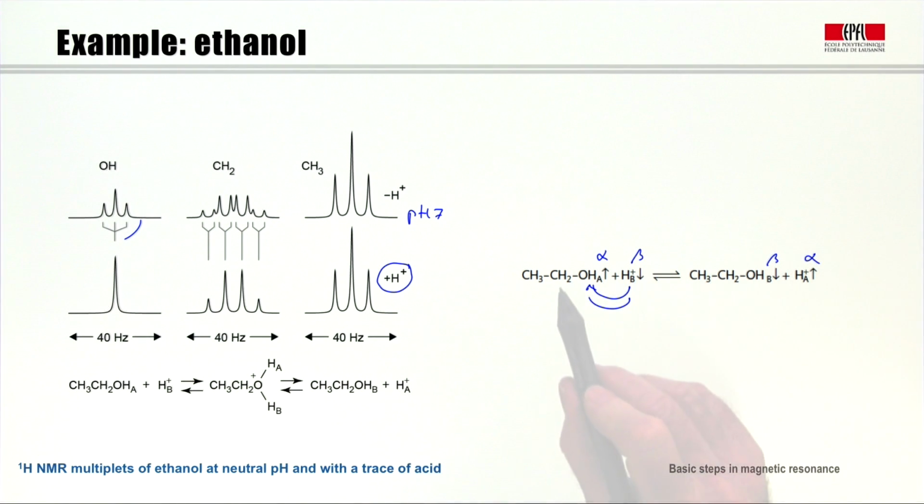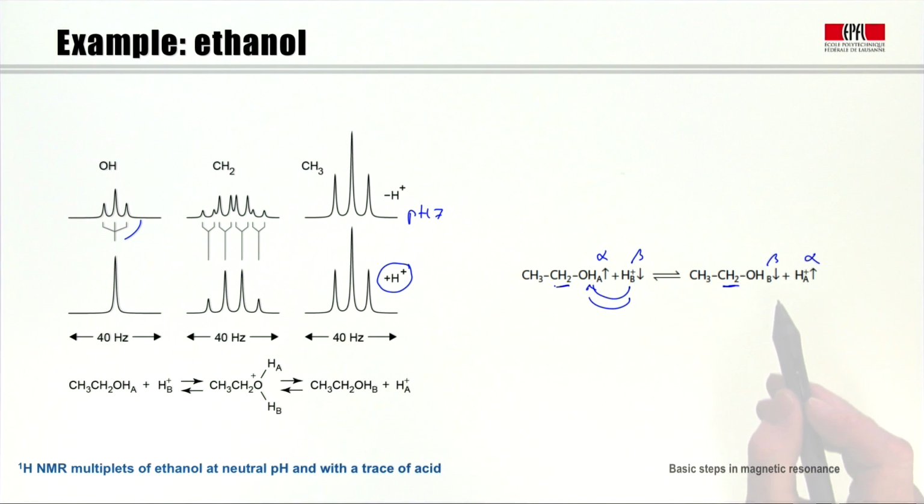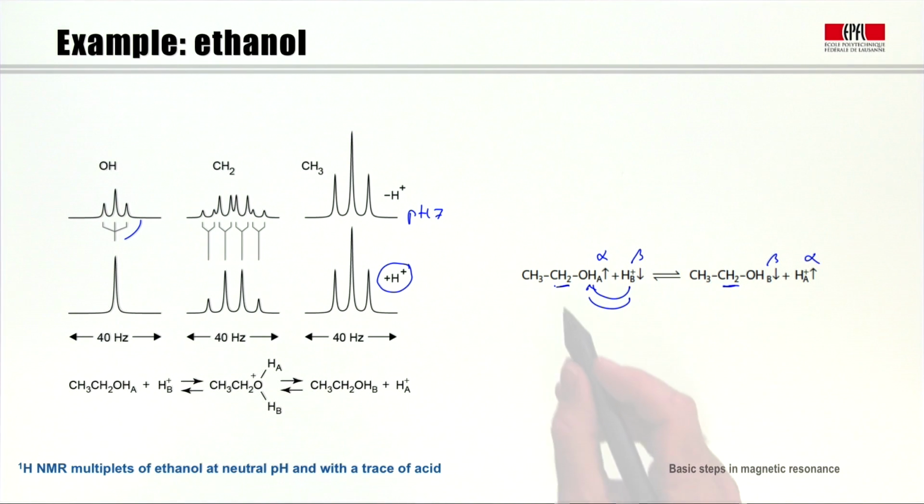From the point of view of the CH2 protons here, which we find here again, it looks as if the neighboring proton in the hydroxy position has flipped from alpha to beta. And this flip can occur at a phenomenal rate because acid-base reactions are extremely fast, and therefore they lead to a collapse of the multiplicity of the CH2 group. And that is exactly what we see here.